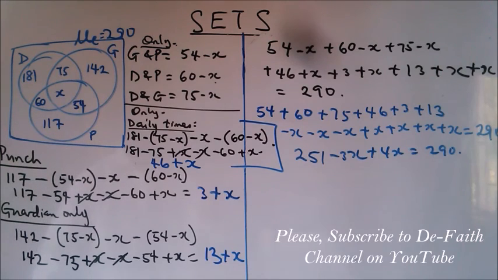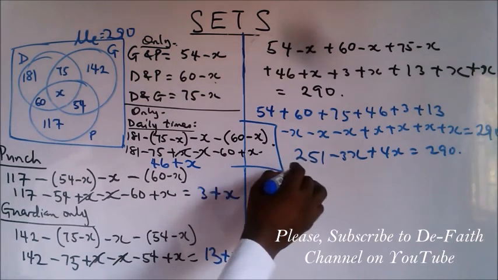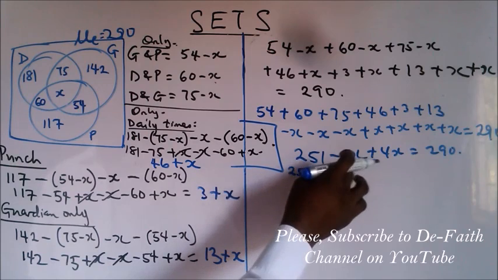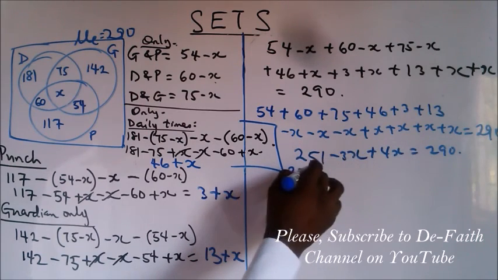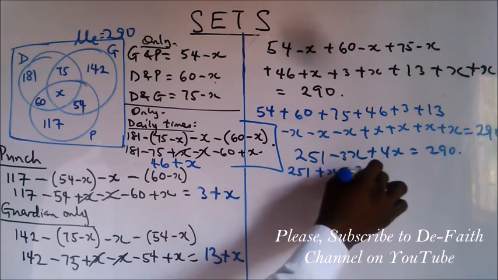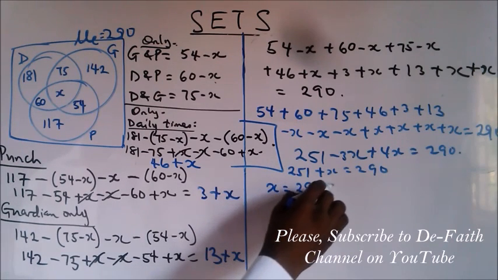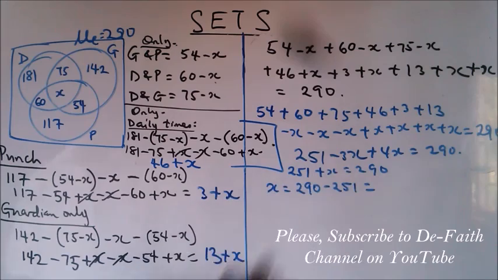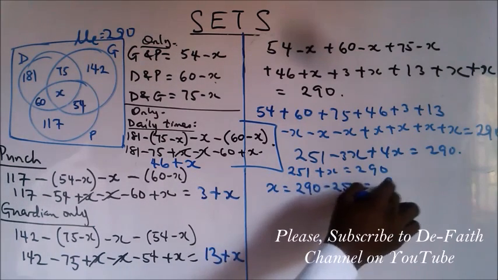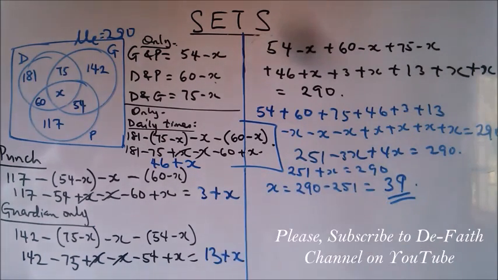Now from this information, we will have it that 251 minus 3x plus 4x, that is plus x equal to 290. And so we have it that x equals 290 minus 251, and that will produce 39. So finally we have our answer that 39 readers read all 3 papers. That is Roman figure 1 of B.